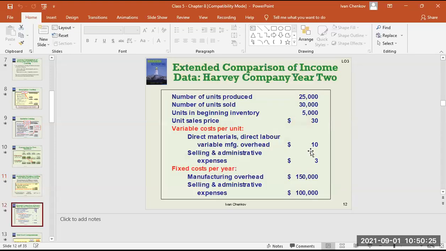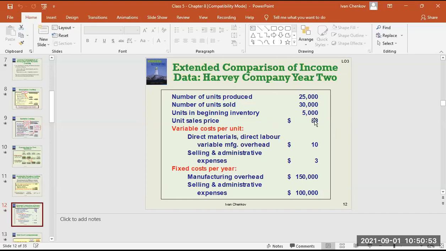Now, let's see the next year. What's going to happen next year? Now, we're still producing the same number of units. We're still producing 25,000. But the next year, we're selling 30,000 units. Means that we're selling what we produce, plus we're selling the beginning inventory. So we wash out the inventory to zero.